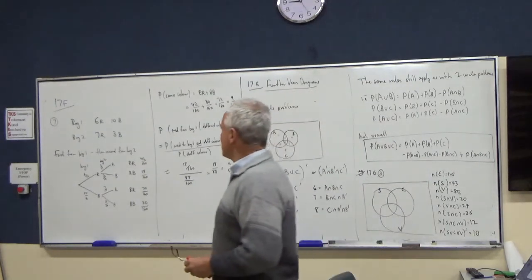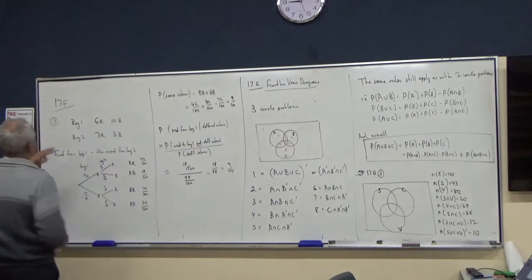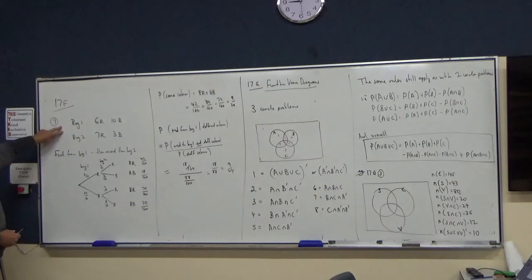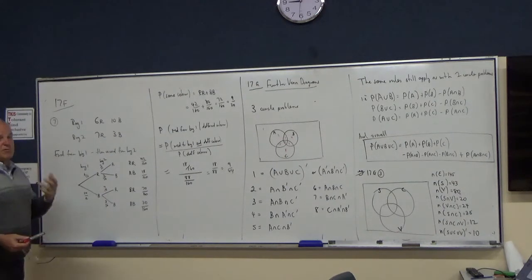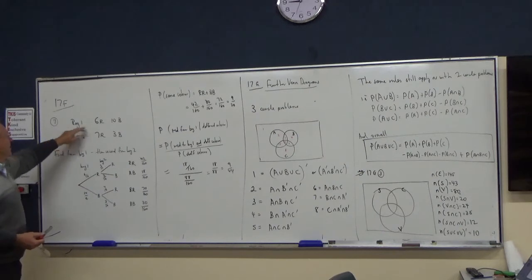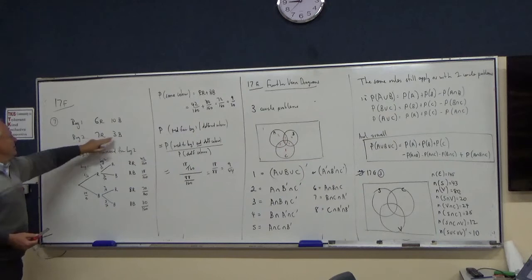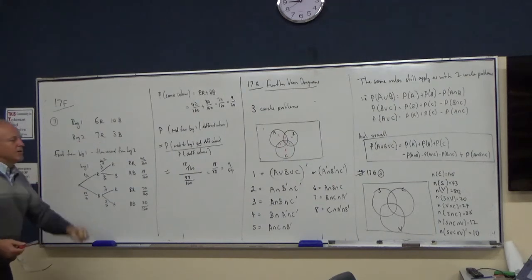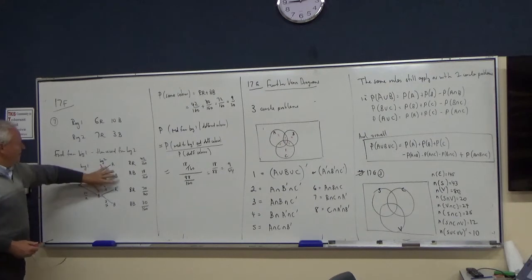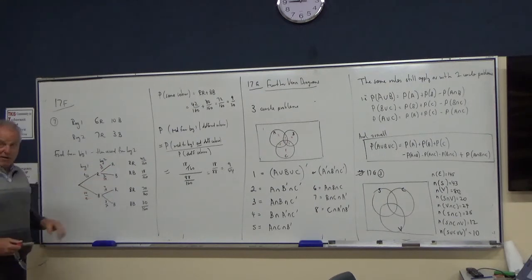Okay, so 17F, it talks about a bag. A cube is drawn from a bag. There's two bags. Bag one's got 6 red and 10 black, or blue, whatever it was. Bag two's got 7 red and 3 blue. We take one from bag 1 and then from bag 2. So I've drawn a tree diagram to show that with the respective probability.